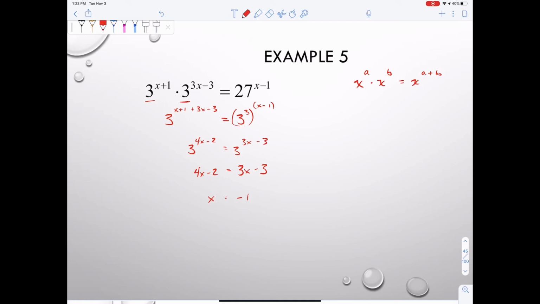This is like the GCF of quadratics. You always check for a GCF. Here in exponentials, we're always checking, can I rewrite with like bases?